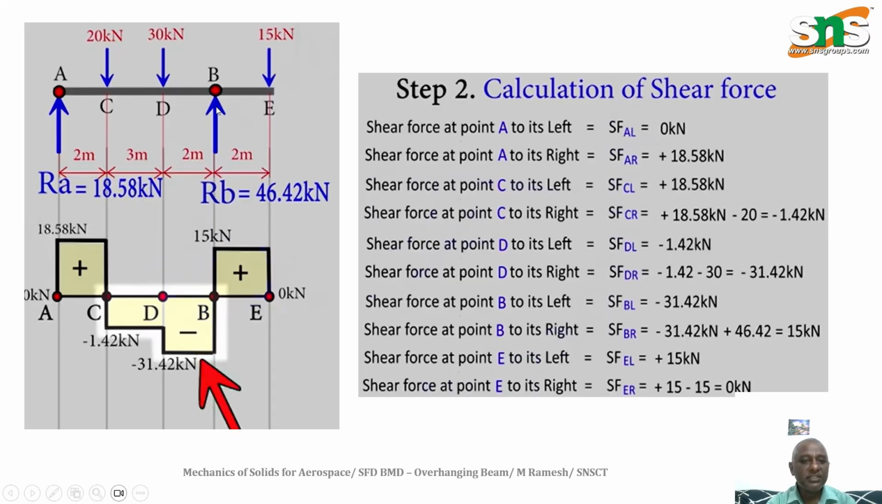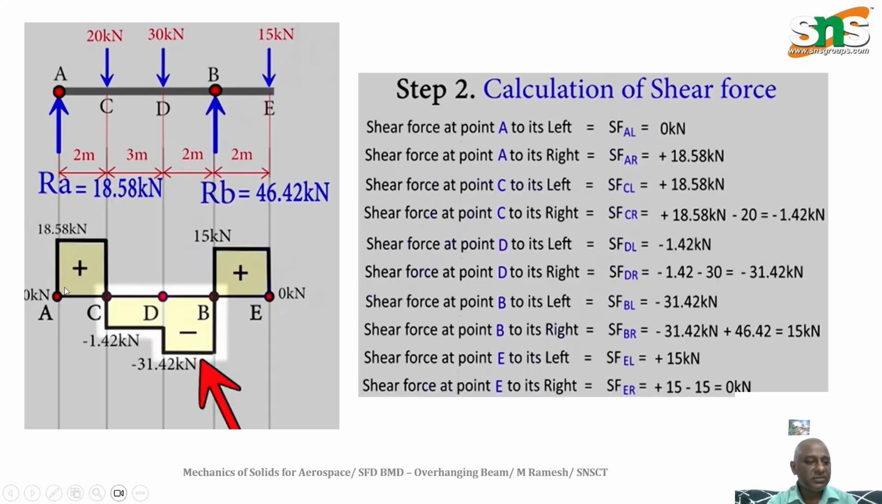And at the point E, the same value will come into the picture, 46.42, that means 15 kilonewton here. And if you go to this side, we don't have any load at the right side, so it is equal to 0 only. Then how to draw the shear force diagram?